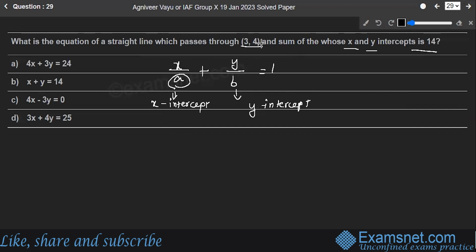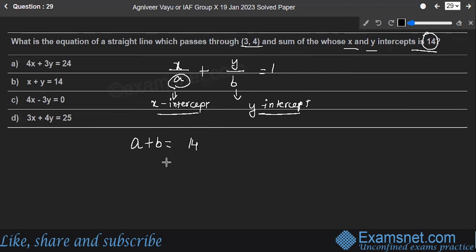It is passing through (3, 4). It's given. Fine. The sum of the x and y intercepts is 14. That means you are given a plus b is equal to 14, because the x and y intercepts, the sum of them is given to you as 14.